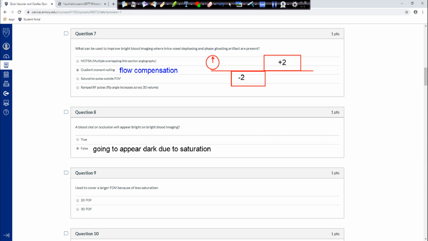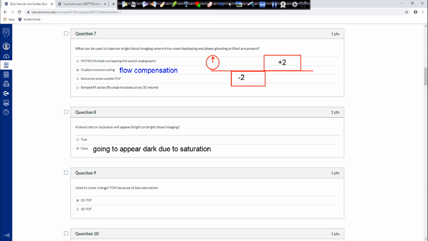All right, number 9. This is used to cover a large field of view because of less saturation. 2D, good. So 2D time of flight, where would we use that? In the circle of Willis or in the carotids? Carotids, good.